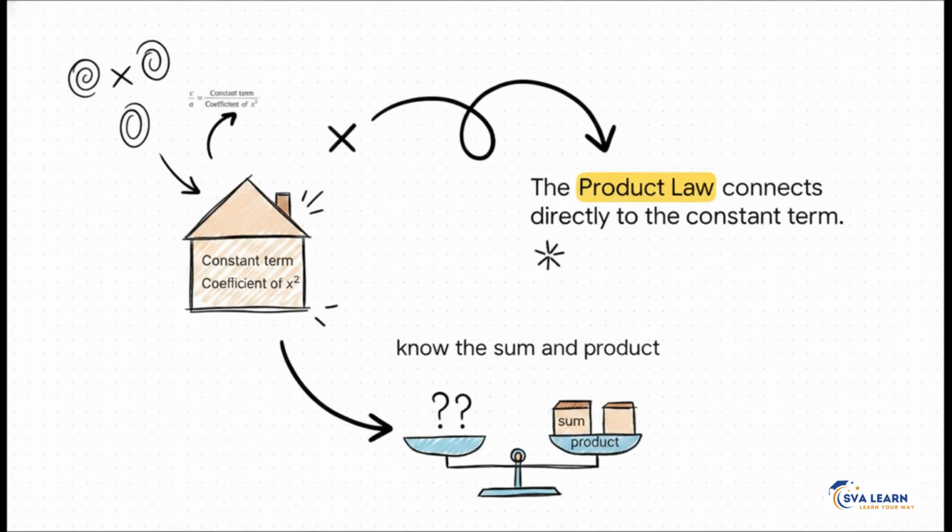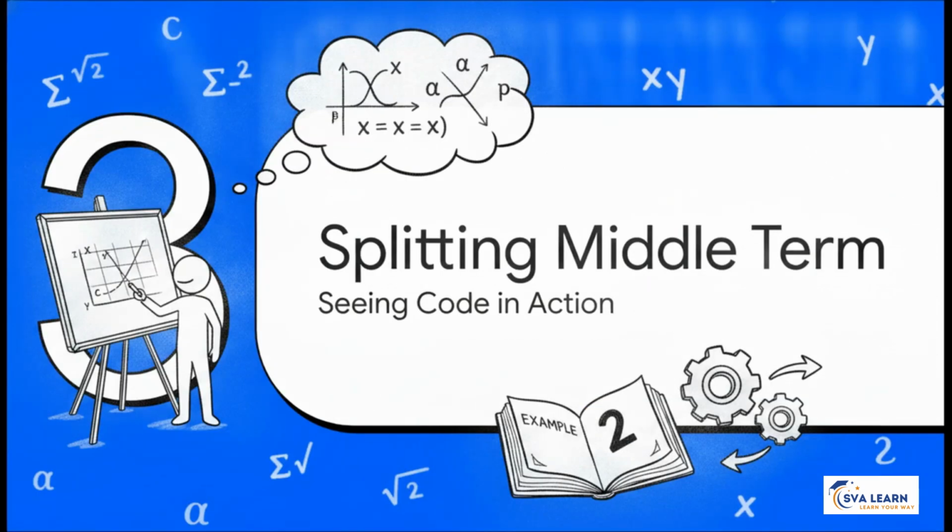And that brings us to the second law, the product. If you multiply those exact same two zeros together, the result connects directly to the constant term divided by the leading coefficient, so simply c over a. Think about how crazy that is. These two laws mean you can know the sum and the product of the final answers before you have even solved the problem. Let's test this in Section 3, splitting the middle term, seeing the code in action.